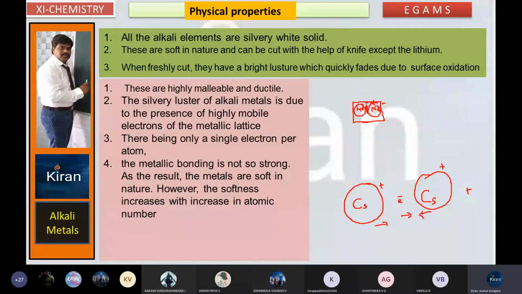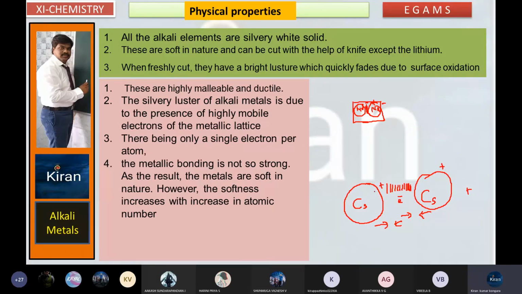Here minus and plus attract each other. Because of this, the metal and metal get a weak attraction force, which is called the metallic bond. While moving from top to bottom, the metallic bonding is not as strong. As a result, the metals are soft in nature. However, the softness increases with increase in atomic number.